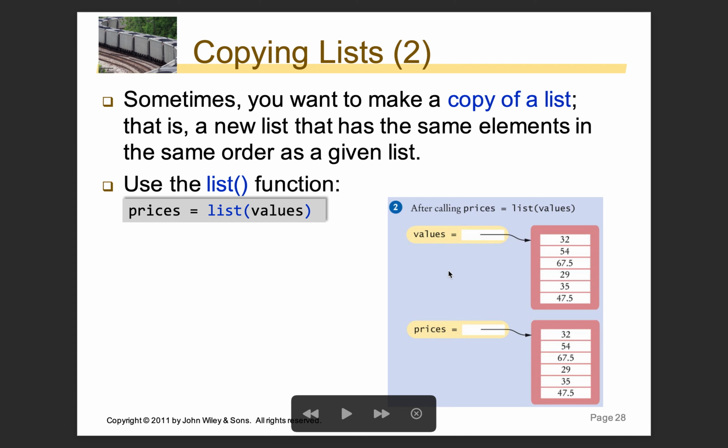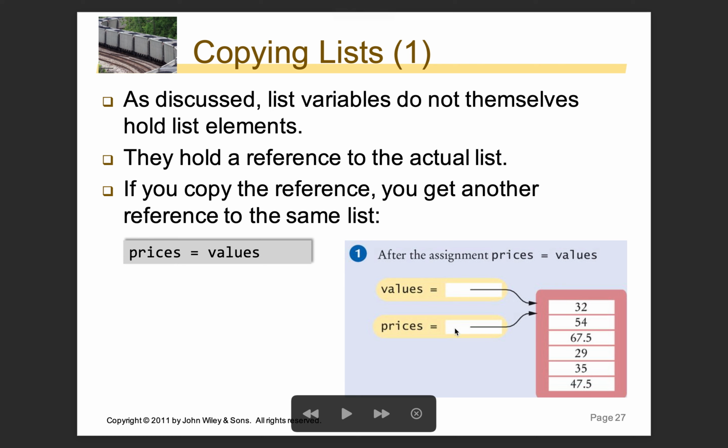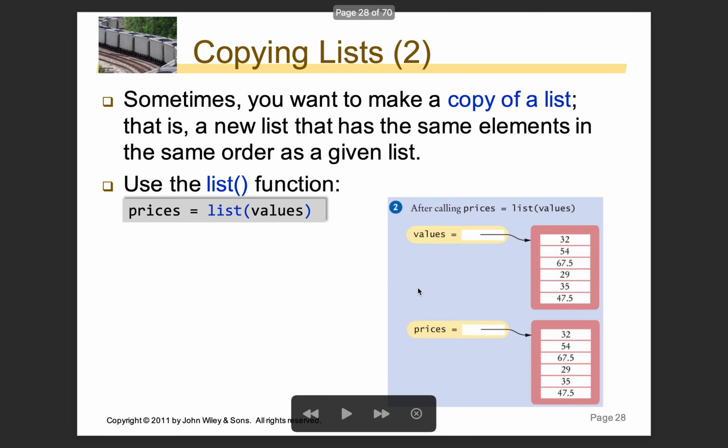Okay, what this is then going to do, instead of prices having a reference to the same memory location as values, we have now 2 different memory locations, values referencing one memory location with all of the data for that list, and prices referencing a completely separate set of memory locations with a copy of the original data.